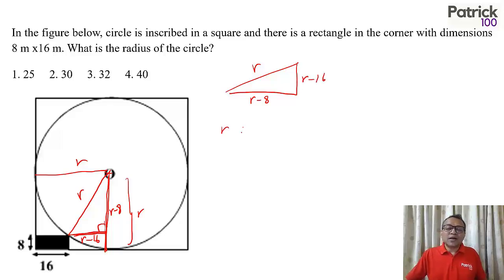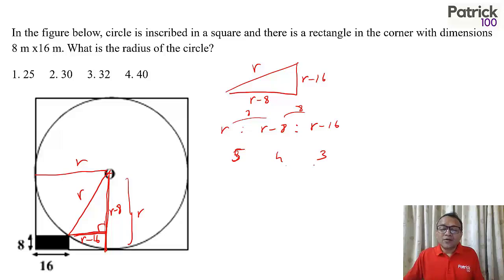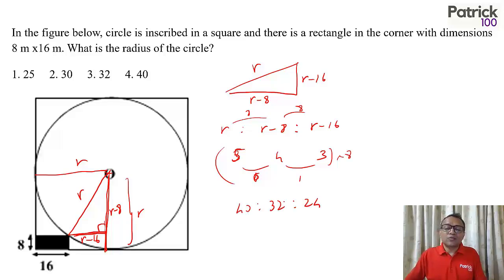They are in AP: R, R minus 8, R minus 16 is an AP. So look at a triplet which is in AP. You realize 3, 4, 5 is one; 5, 4, 3 is in arithmetic progression. Here the difference is 1, and to make it 8 you multiply by 8, so it becomes 40, 32, 24. From that you can make out R will be 40, R minus 8 will be 32, and R minus 16 will be 24. So the radius is 40.